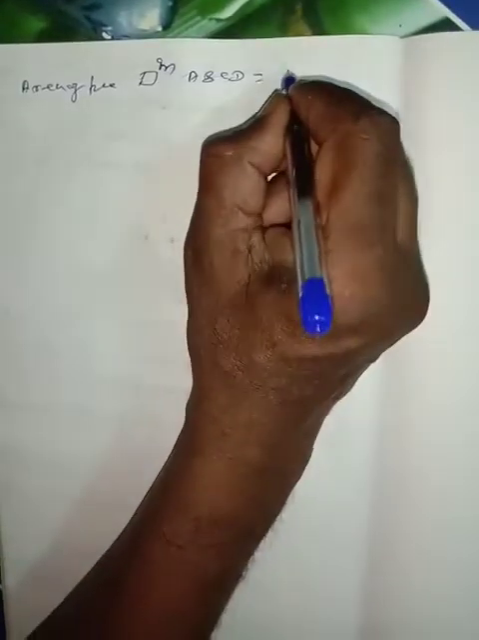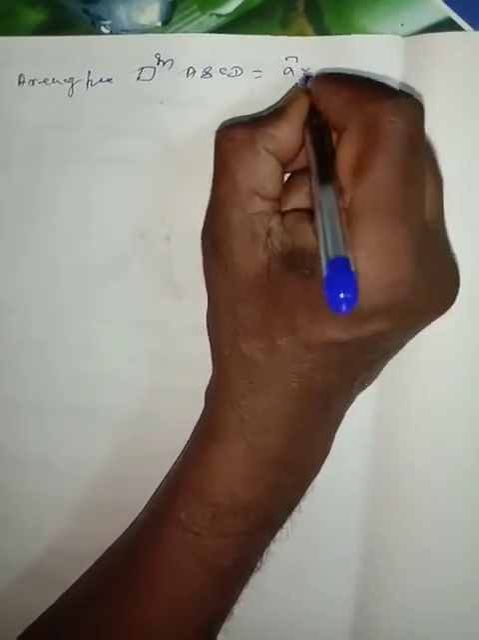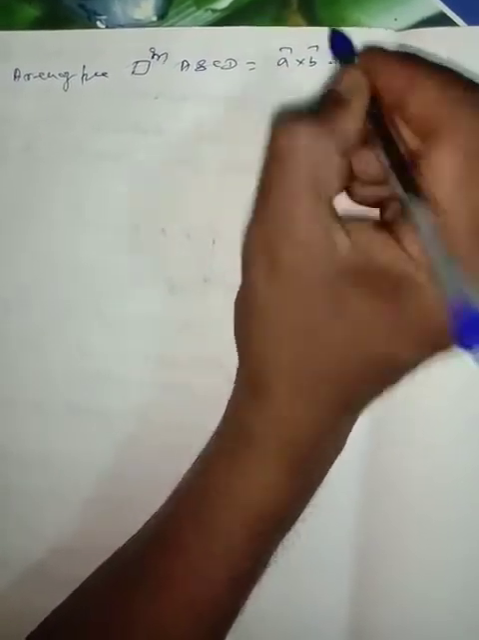Area of the parallelogram ABCD is equal to A vector cross B vector. Call this equation number 1. Next, area of the parallelogram.